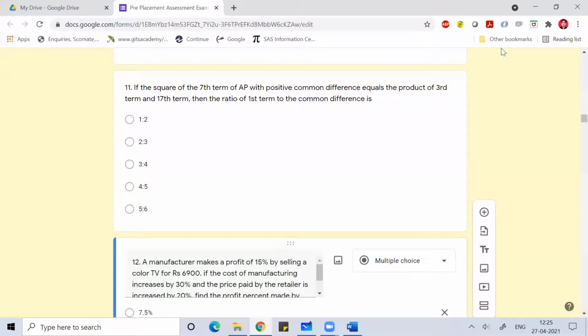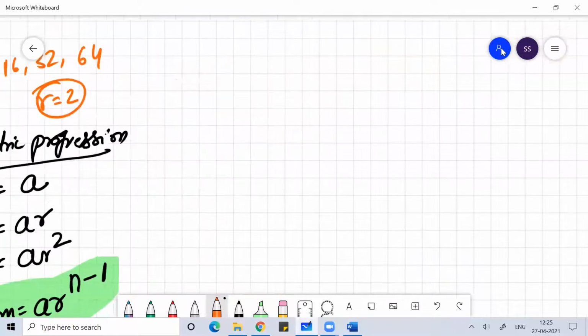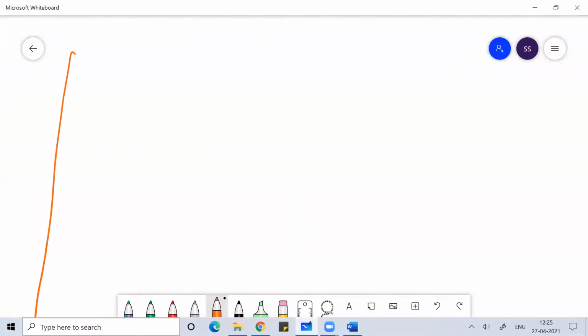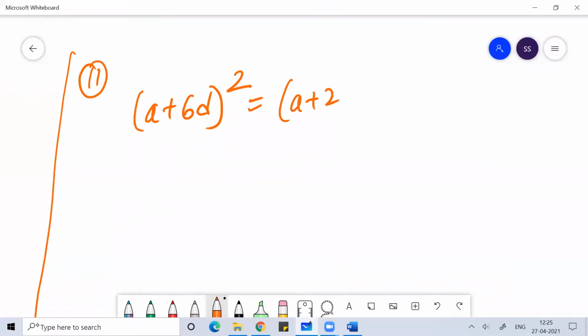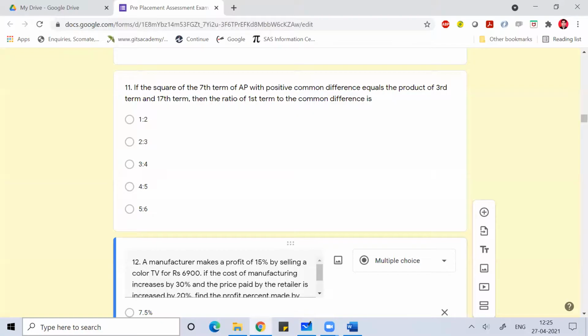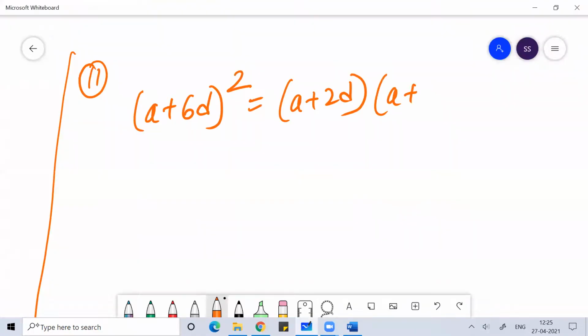Talk about the 7th term in AP. In the 11th problem, the 7th term in AP is A plus 6D, and the square of this, (A plus 6D) squared, is equal to the product of the third term and the 17th term. The third term is A plus 2D and the 17th term is A plus 16D. You simply have to solve this.